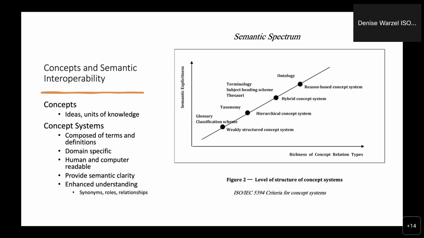There needs to be context. If they're done right, they can enhance the understanding of the data. Beyond synonyms and roles and relationships, we have this thing called the semantic spectrum that has arisen out of the community. The further up to the right you go, the richer the concept relationship types are, and the more expressive the semantics are. So from the lower end, where you might have a list of terms that gets reused over and over, or a glossary, to the upper end, where you have a more sophisticated concept system called an ontology, and you can use reasoning languages to reason over the data that's been linked to those ontologies.